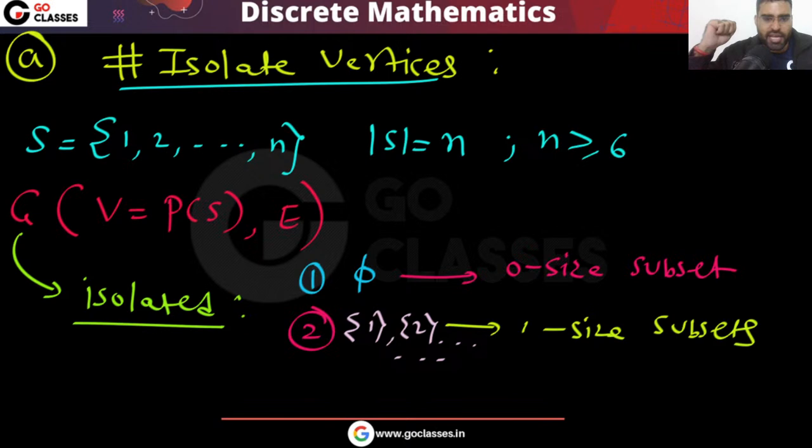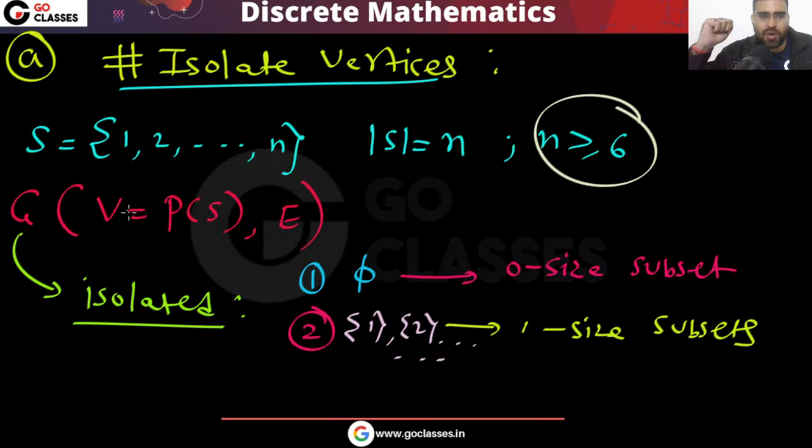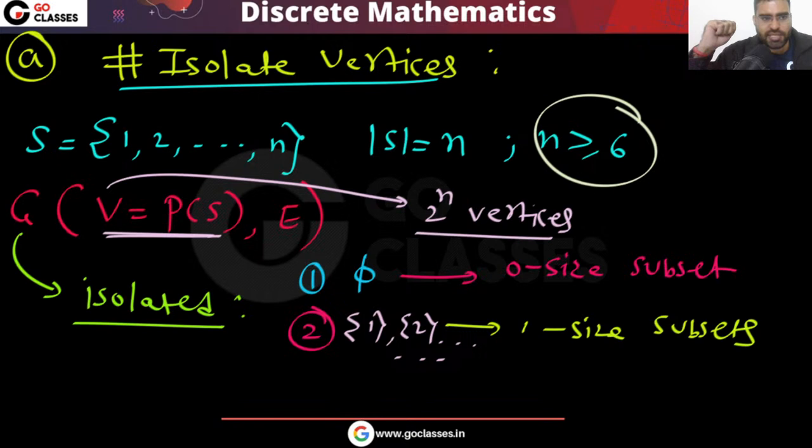Can you guarantee that the remaining will not be isolated? What about the remaining? You have n greater than or equal to 6. In this graph, in total, you have 2 power n vertices. Can you guarantee that the remaining vertices are not isolated?